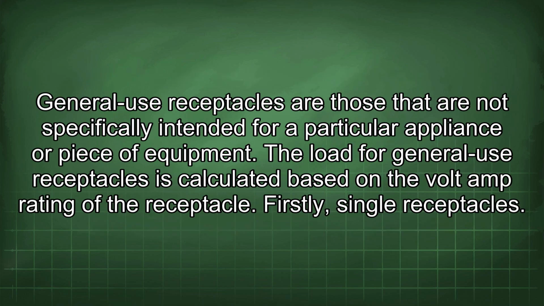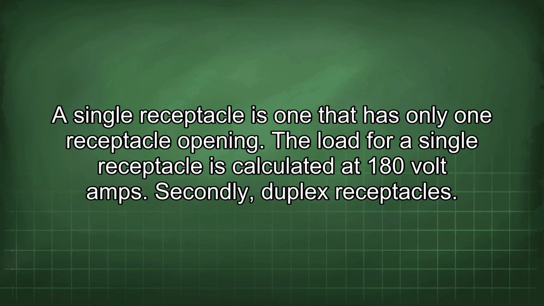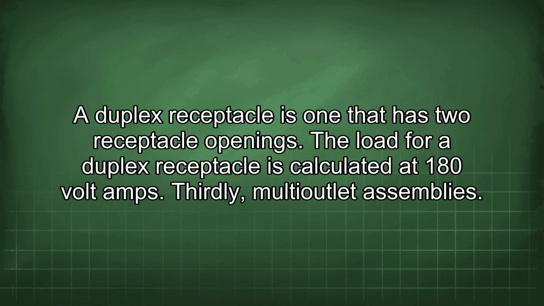General use receptacles are those that are not specifically intended for a particular appliance or piece of equipment. The load for general use receptacles is calculated based on the volt-amp rating of the receptacle. Firstly, single receptacles. A single receptacle is one that has only one receptacle opening. The load for a single receptacle is calculated at 180 volt-amps. Secondly, duplex receptacles. A duplex receptacle is one that has two receptacle openings. The load for a duplex receptacle is calculated at 180 volt-amps.